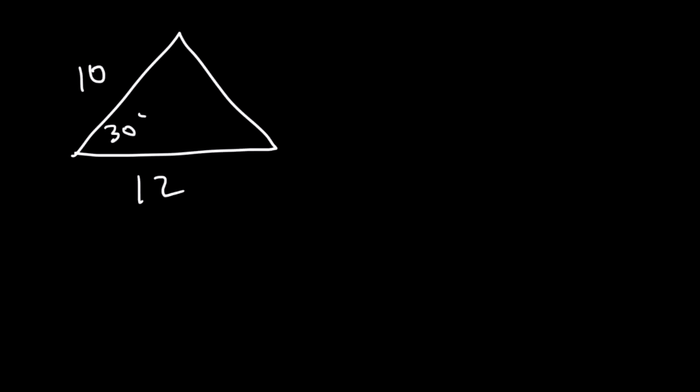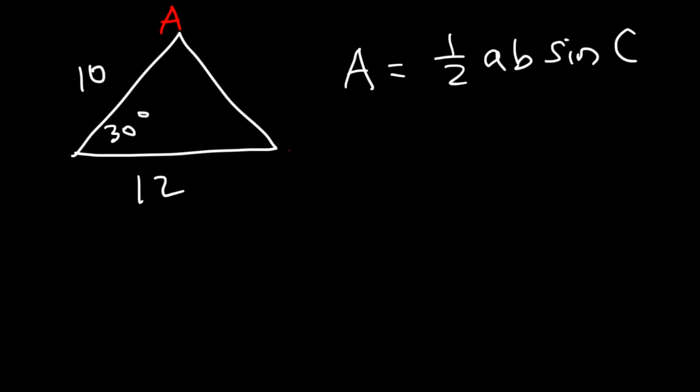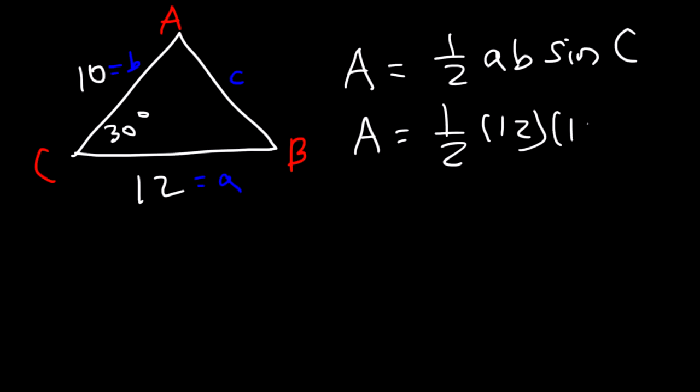Now, let's say you have a triangle where you're given two sides and the included angle. What is the area of this particular triangle? The area is 1/2 ab sine C. So let's call this angle A, angle B, angle C. This is side c, side a, and side b. So in this case, lowercase a is 12, and side b is 10. And the angle between them, that's angle C, is 30.